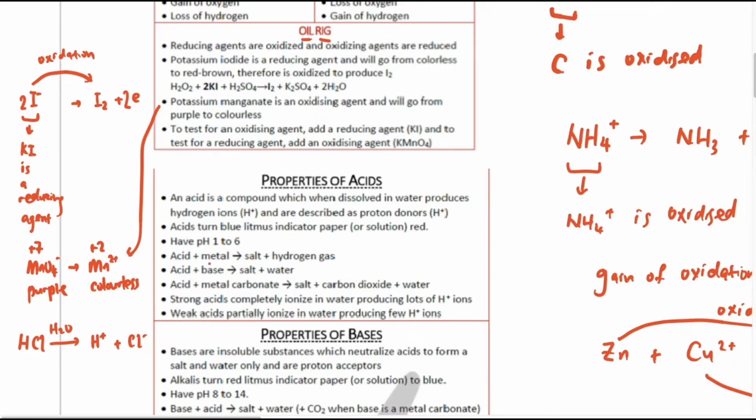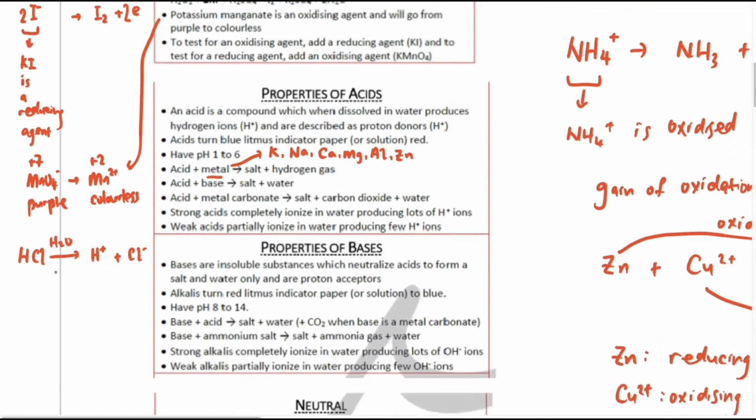What kind of metal? It must be a reactive metal. Examples of reactive metals: potassium, sodium, calcium, magnesium, aluminium, and zinc. So these are reactive metals that can react with acids. When they react, they form salt plus hydrogen gas.